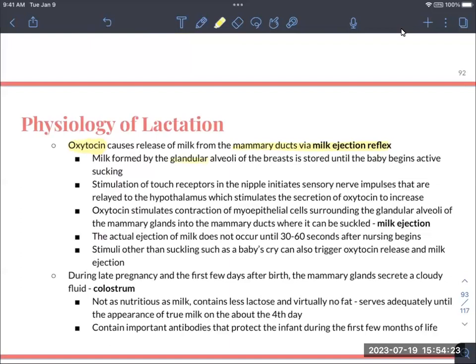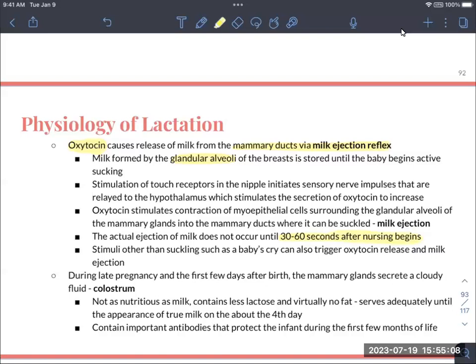Milk gets formed in the glandular alveoli of the breasts and is stored there until the baby starts suckling. Stimulation of touch receptors at the nipple initiates impulses that go to the hypothalamus, which will allow oxytocin to start increasing. This oxytocin causes the contraction of myoepithelial cells, and that's what causes the milk to be ejected out. It takes 30 to 60 seconds after nursing begins for milk to finally start to be ejected out of the breast.